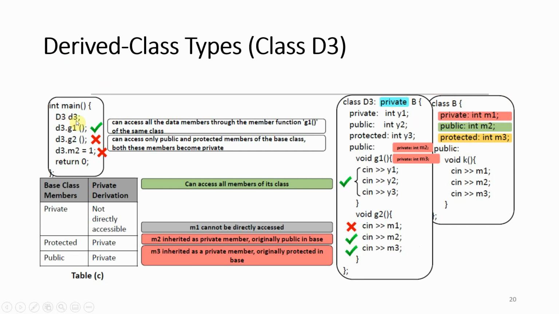So d3.g1, this is fine because it's public and all of these are okay, so that's fine. d3.g2 is not okay because of the first line.